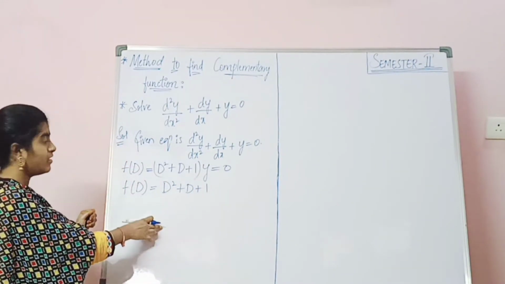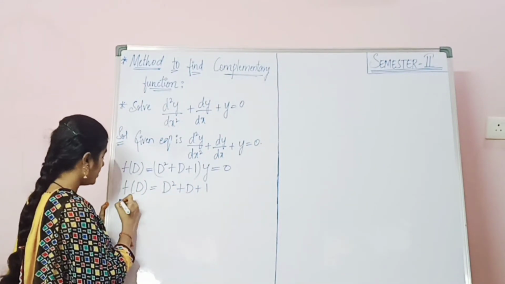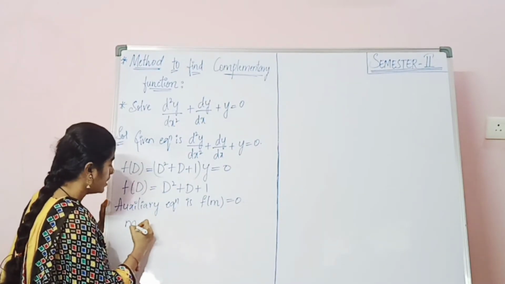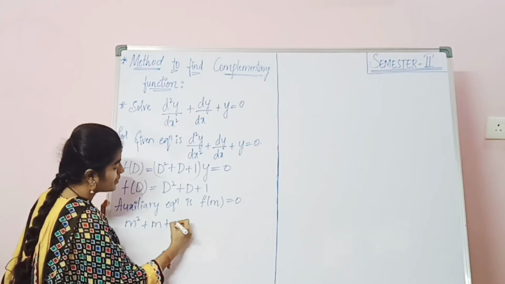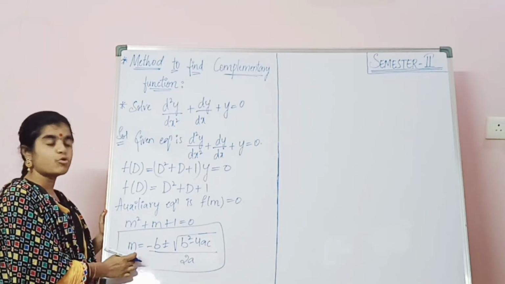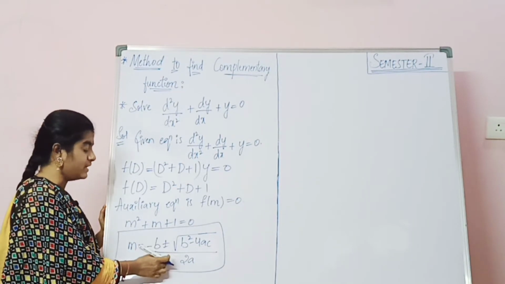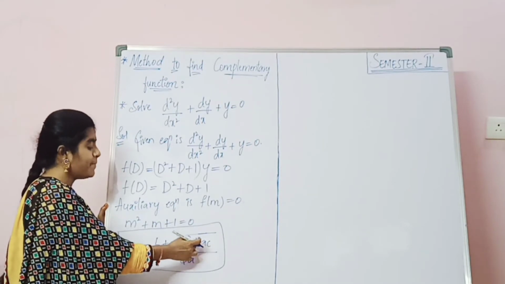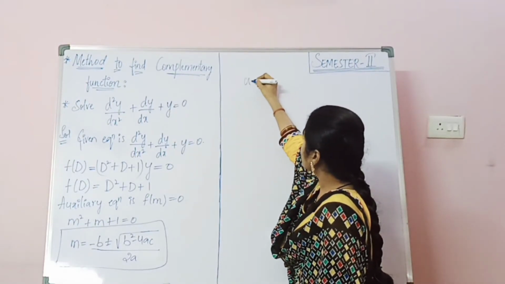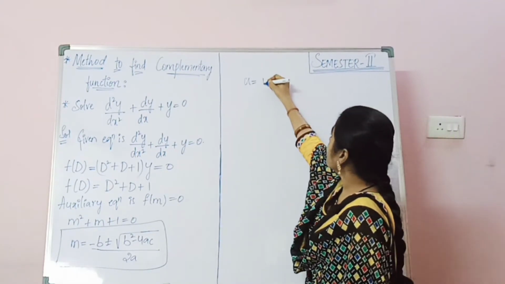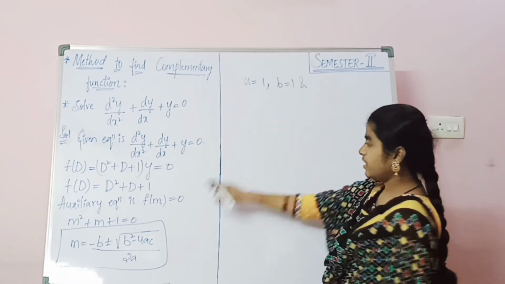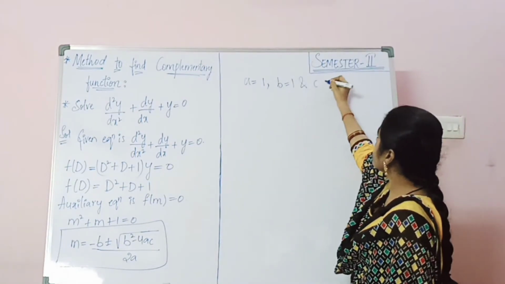Now we have to write this in the auxiliary form. So auxiliary equation is f of m equals to 0. So here m square plus m plus 1 equals to 0. So this is the formula for finding the roots. What is the formula? M equals to minus b plus or minus square root of b square minus 4ac, by 2a. So here what is a? A equals to 1, b equals to 1 and c is also equals to 1.